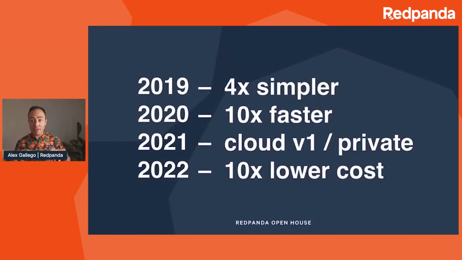So just a summary of the "are we there yet" idea: in 2019, we took 4 systems and made it down to 1. In 2020, we built the Kafka API layer and made it 10x faster. Last year, we built the Cloud V1, sort of in private until today. And then in 2022, we proved that we could deliver 10x lower cost.